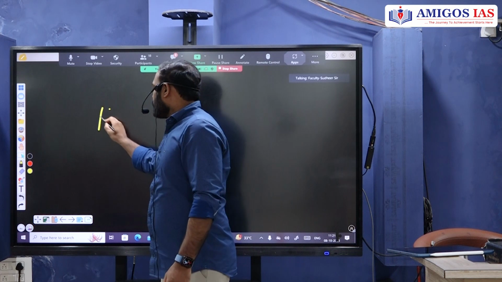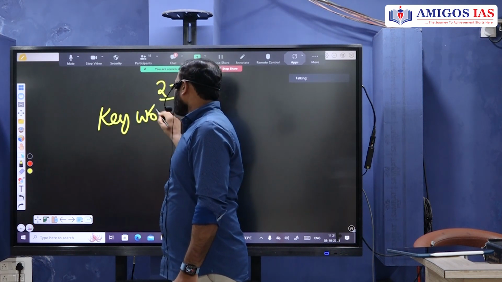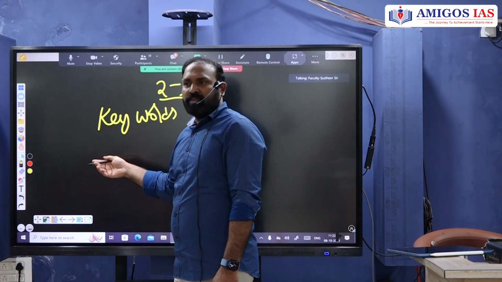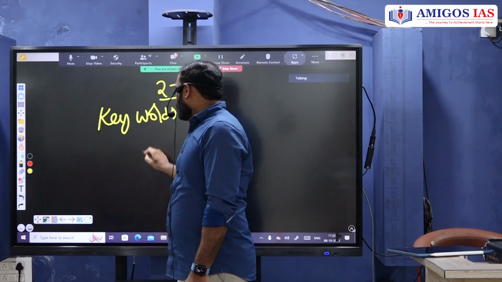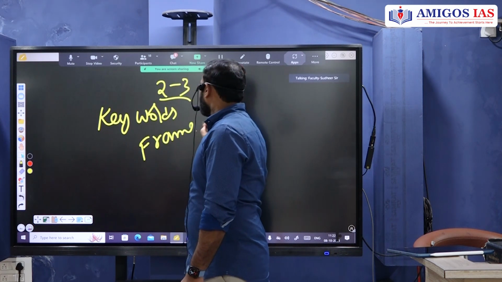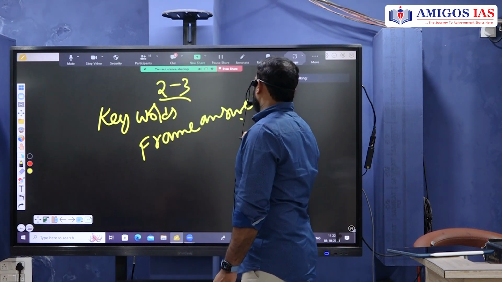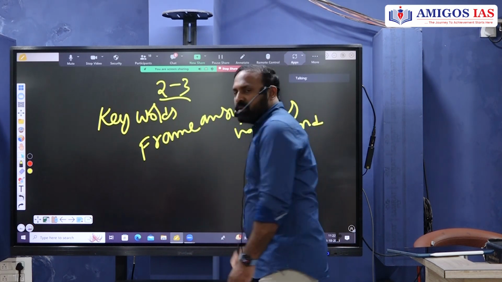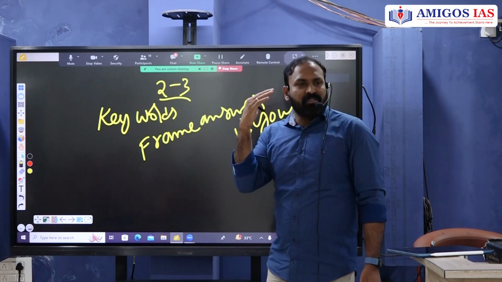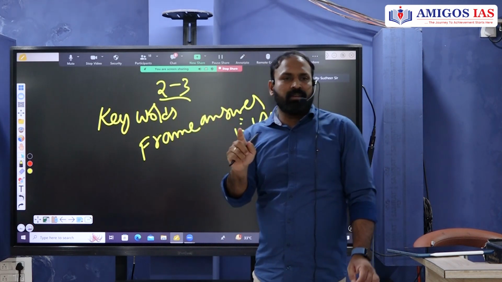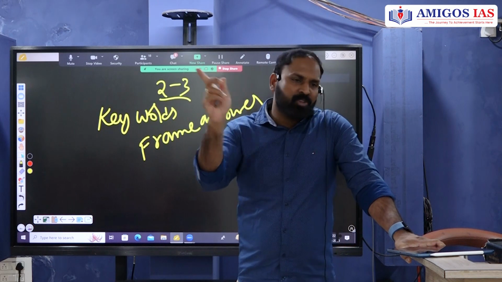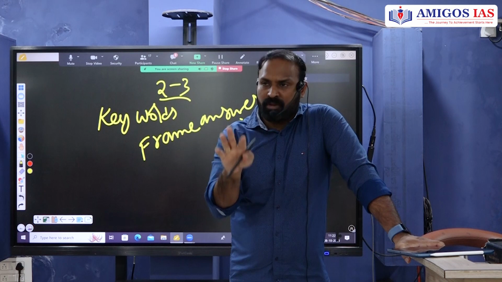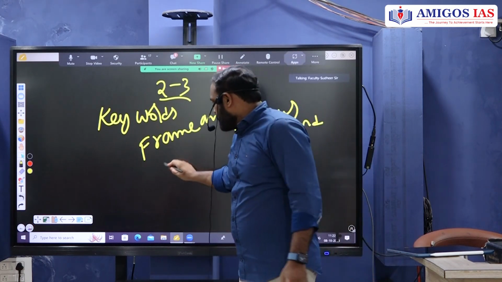Try to understand keywords. When you see keywords in the question, then try to frame the answer in your mind. How? Whenever you're trying to frame the answer in your mind, you must recollect the framework I give in the class for the topic. The moment you recollect the framework I give in the classroom, your answer will be coherent.